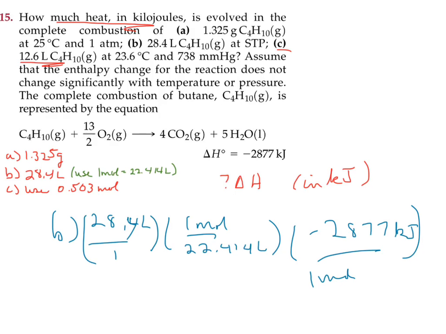And the last one, C, again, since it's a gas, you'd have to use PV equals nRT to solve for the number of moles. So honestly, for C, I'm just going to give you the moles. So 0.503 moles of C4H10 is what you're dealing with there. That'll be your first term over 1, and then you can go ahead and put this term to go all the way then to energy.